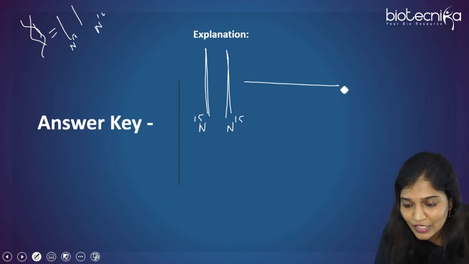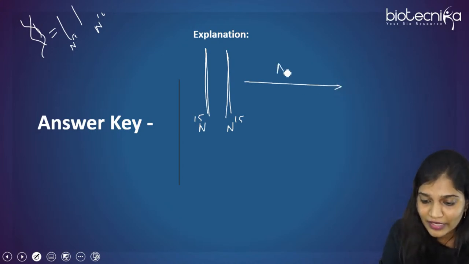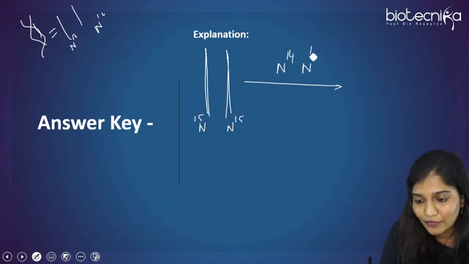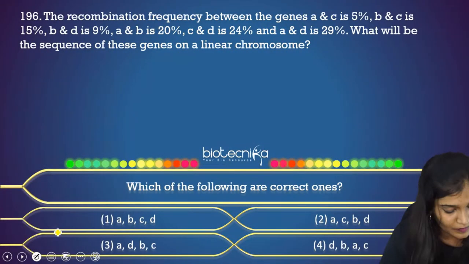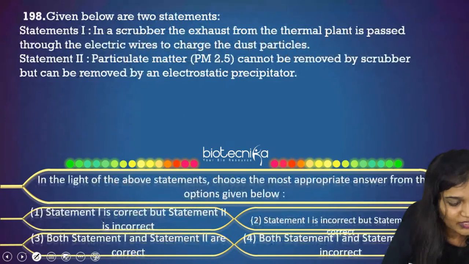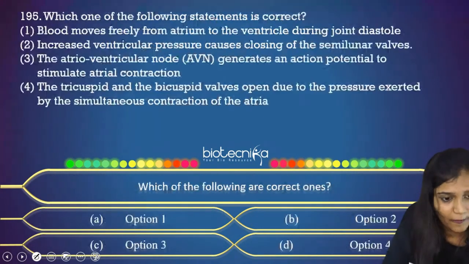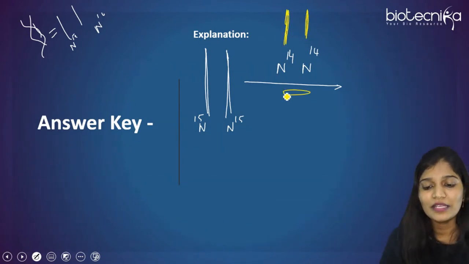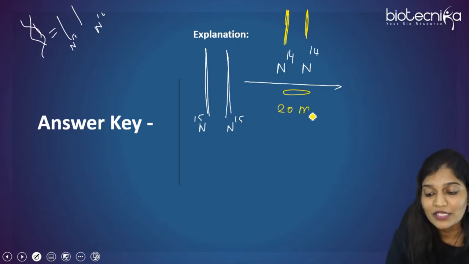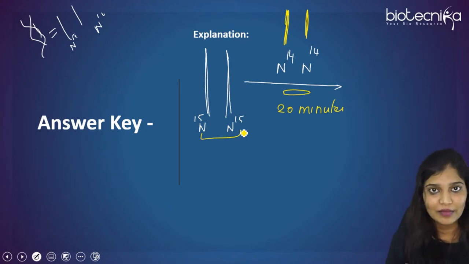And this is actually incubated in an E. coli containing N14, N14. So for our understanding, I'm just writing N14 in a different color. N14 in this color. This is also one E. coli. And E. coli will always divide in 20 minutes. So this is one DNA. This is one DNA I'm just considering.